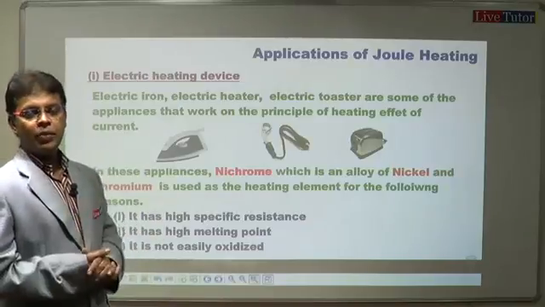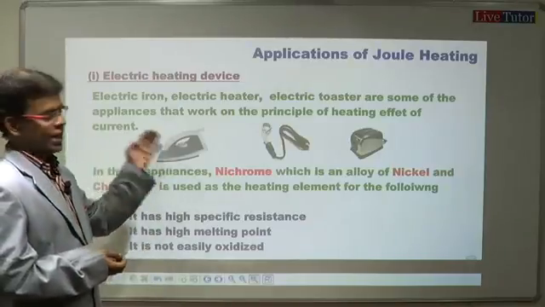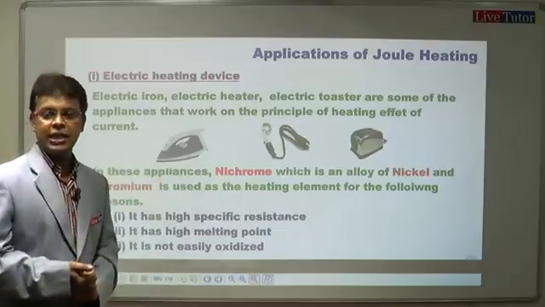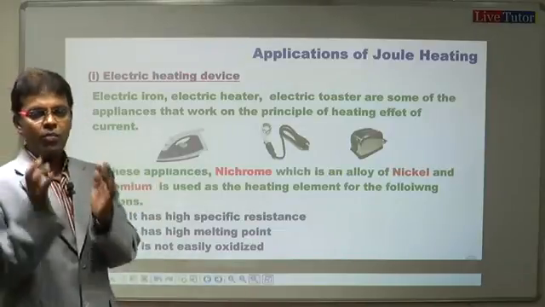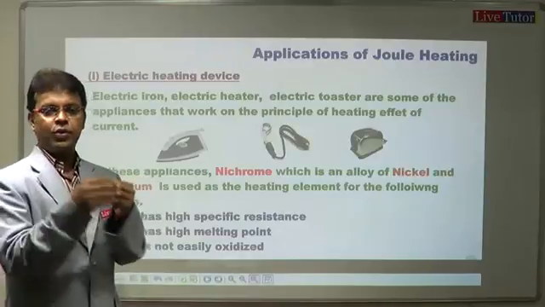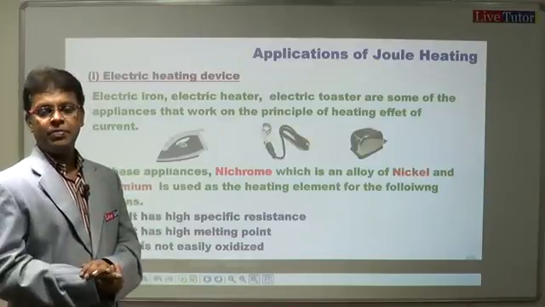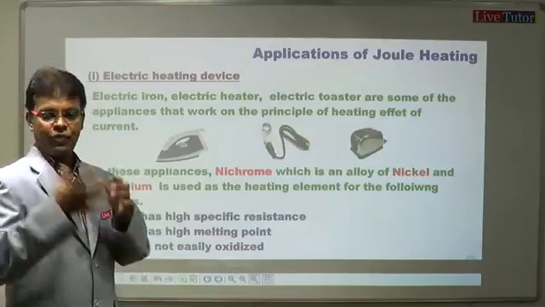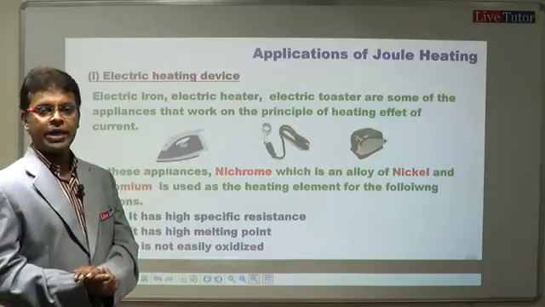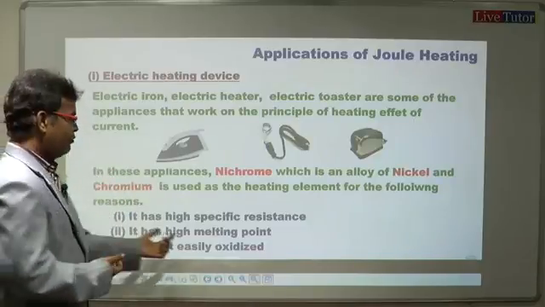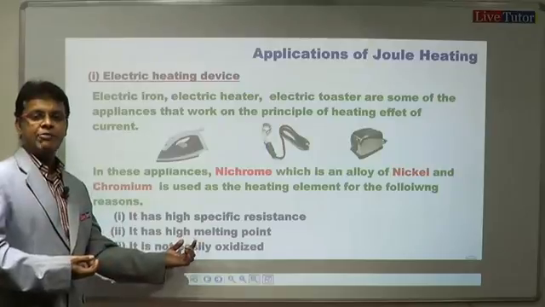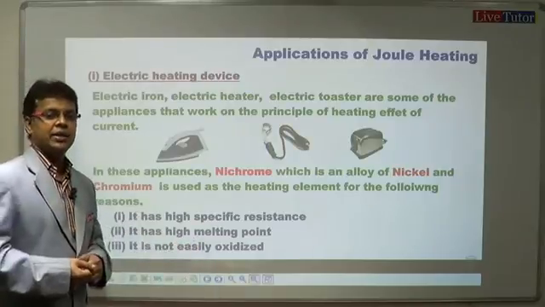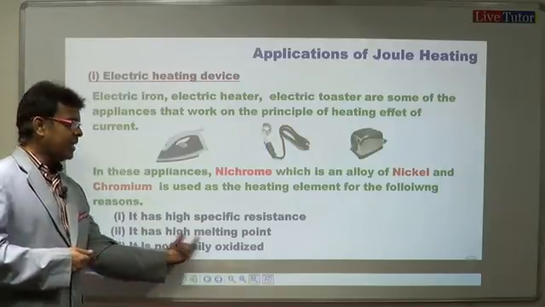Why should it have a high melting point? Because it has to convert electricity into heat energy. Right? If it has got a low melting point, what will happen? As soon as the current flows, it will melt. So, that should be avoided. It has to withstand that flow of current for a long time. So, that is why it should have a very high melting point. Even if a high current flows through that, it has to withstand. That is the reason why it has got a high melting point.